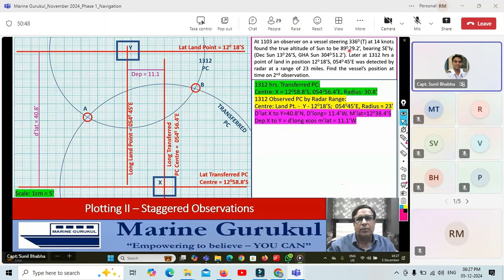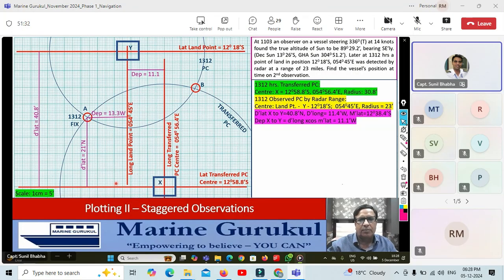Now, if you go back to the question, it says the sun was bearing southeasterly. Now, obviously, the sun's position in this case will be represented by its GP, which is getting transferred to X. So if the sun was bearing southeasterly, the vessel has to be at point A. Therefore, position B gets ruled out, and the vessel's position happens to be point A. Now we can measure its D-lat from one of the reference latitudes, also the departure using the same scale as the scale for the plot.